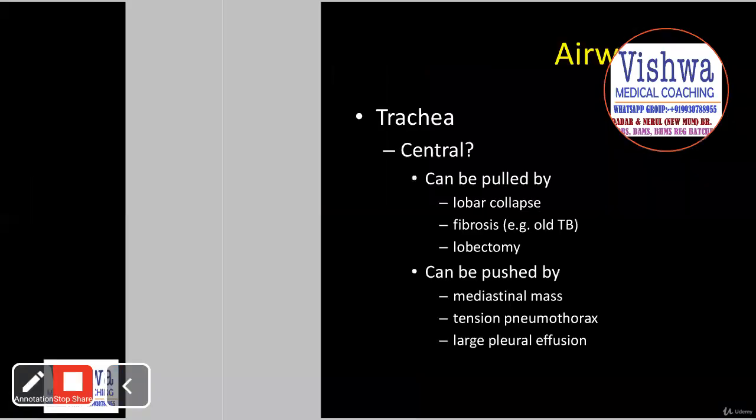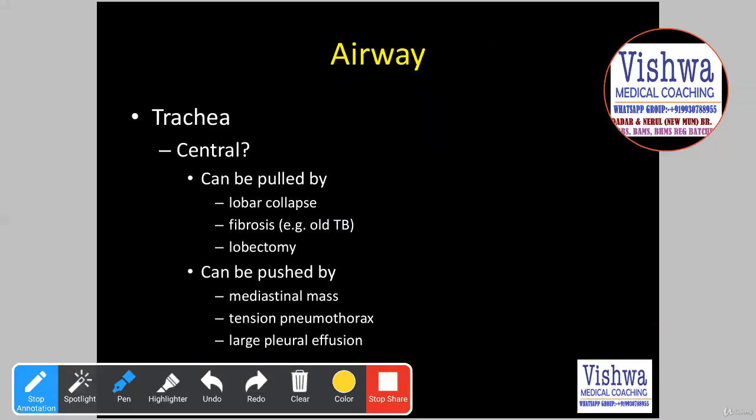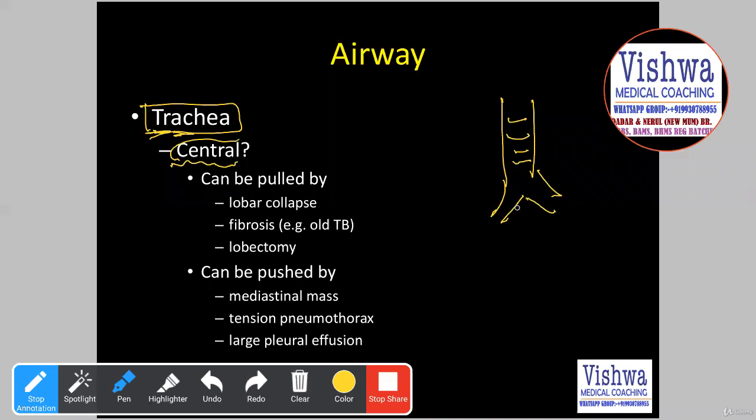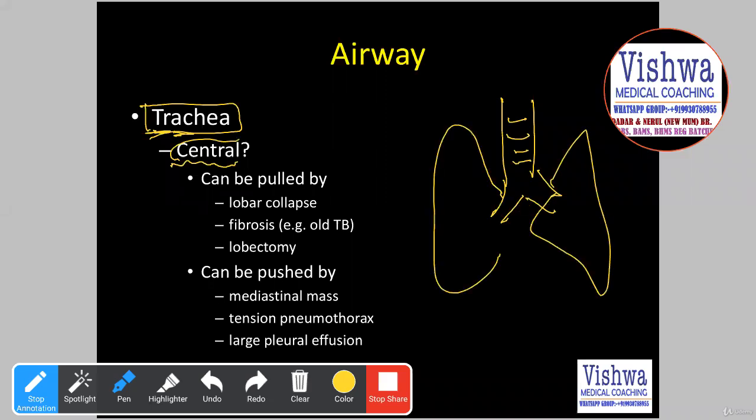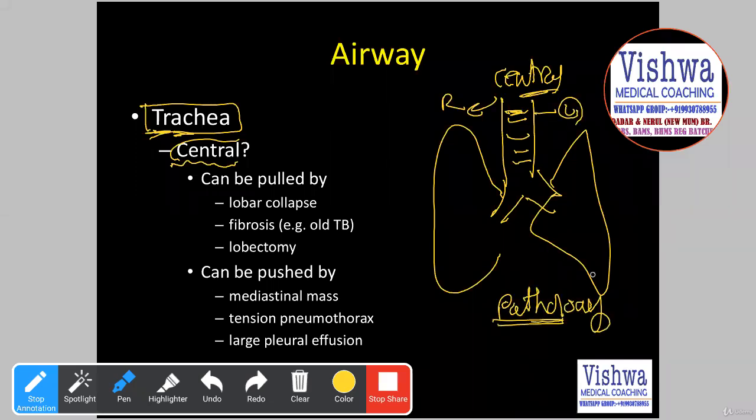Now, what exactly are we going to look at in the trachea? First thing we look for in the X-ray is whether the trachea is central or not. Remember, we have understood in medicine that the trachea needs to be central. If the trachea is deviated either to the right side or the left side, it can be some pathology. And remember, those pathologies can be either a push or a pull of the trachea.